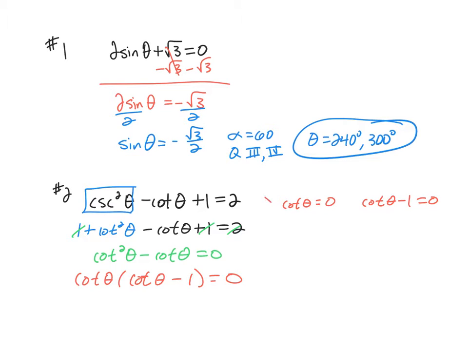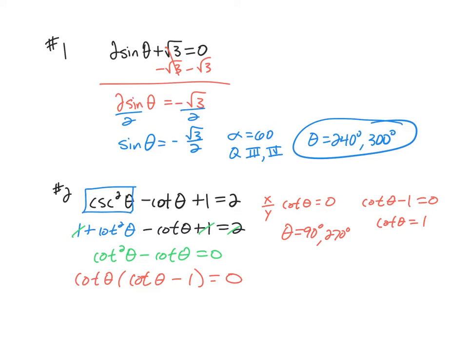So cotangent is x over y. So in order for that fraction to be equal to 0, we need an x value of 0. So that's at 90 degrees and 270 degrees. Okay, and then we can take the second equation that we have there, and we add 1 to both sides, and we're going to get cotangent theta equals 1. So in order for x over y to be equal to 1, we need the x and y to be equal to each other. So that's a 45 degree reference angle.